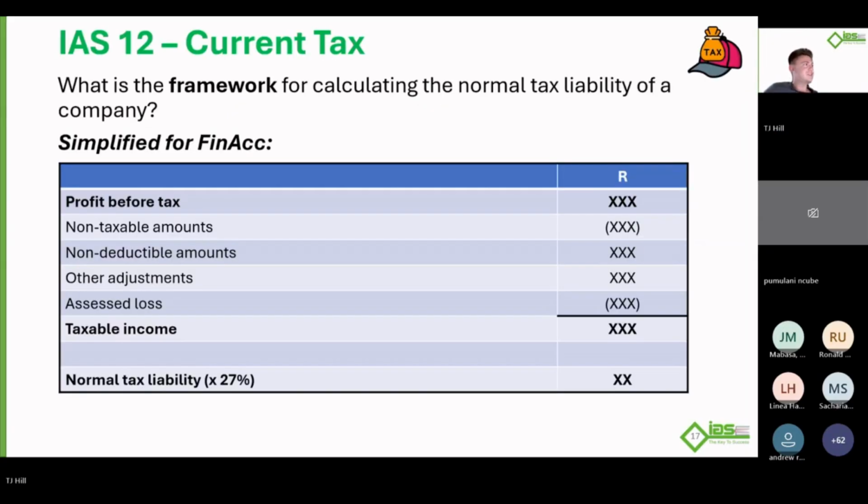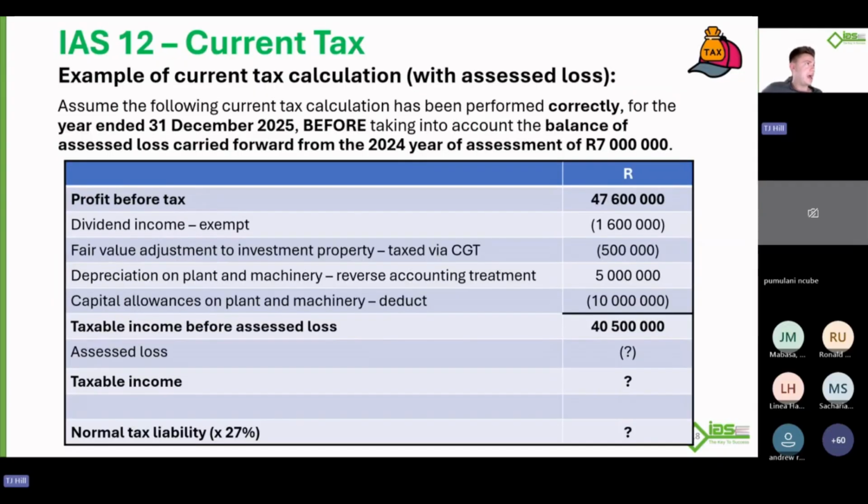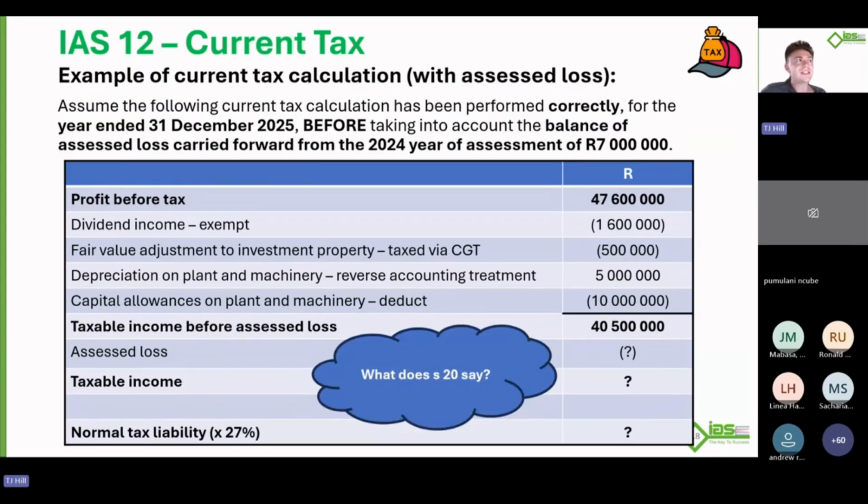Okay. So on the assessed losses side, I'm giving you this example saying that someone has started the current tax calculation, but they don't know what to do with the assessed loss story. So we didn't do that last week either. I want us to do it now. The adjustments were simple, but now I want us to think about what happens if I have an assessed loss from last year. Now, what does Section 20 of the Income Tax Act say today?